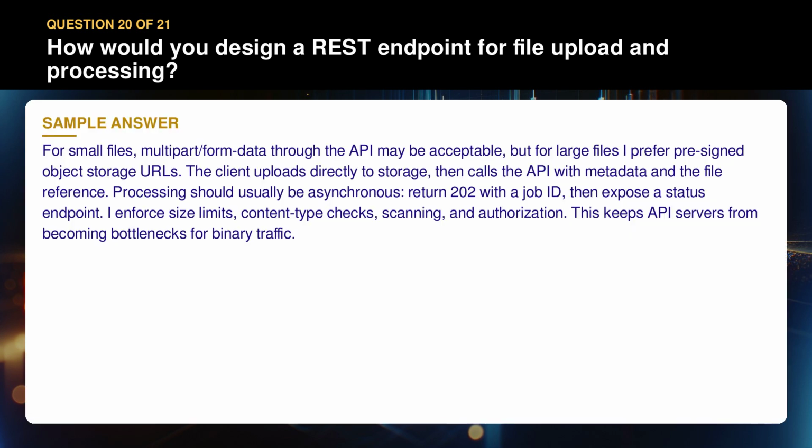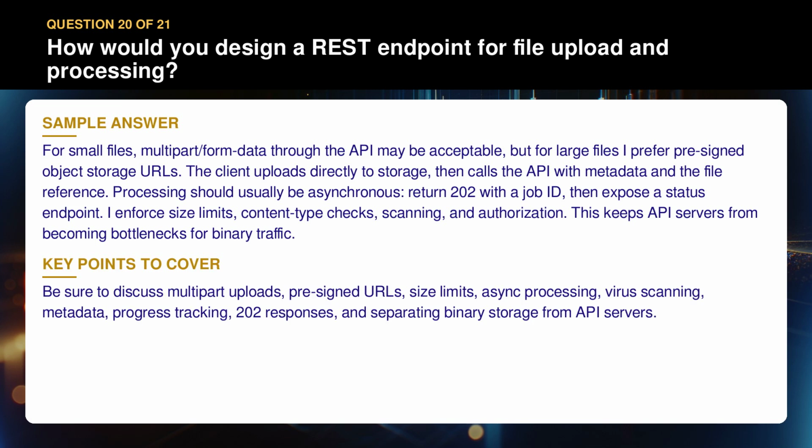For small files, multipart form data through the API may be acceptable. But for large files, I prefer pre-signed object storage URLs. The client uploads directly to storage, then calls the API with metadata and the file reference. Processing should usually be asynchronous. Return 202 with a job ID, then expose a status endpoint. I enforce size limits, content type checks, scanning, and authorization. This keeps API servers from becoming bottlenecks for binary traffic.